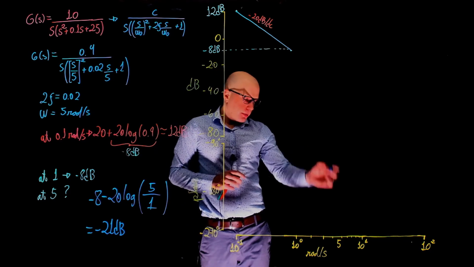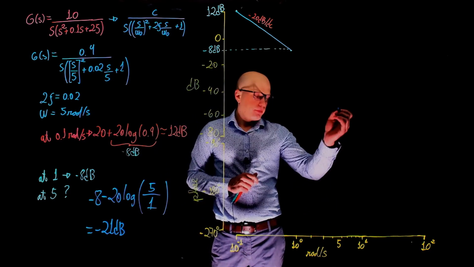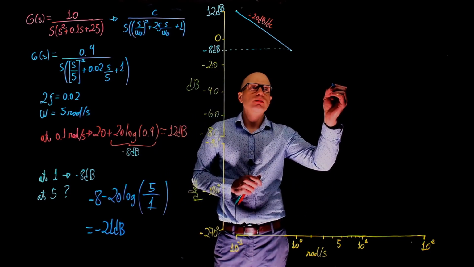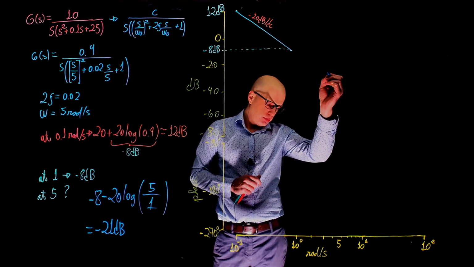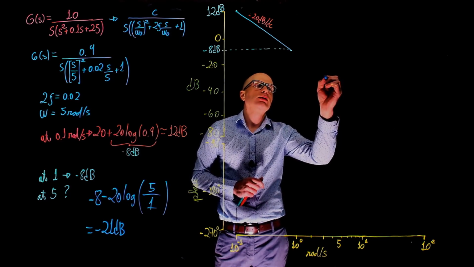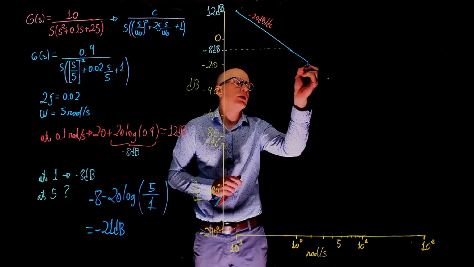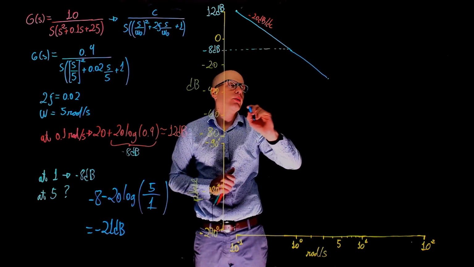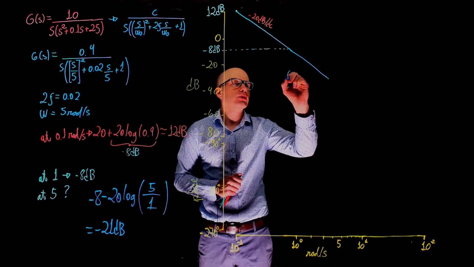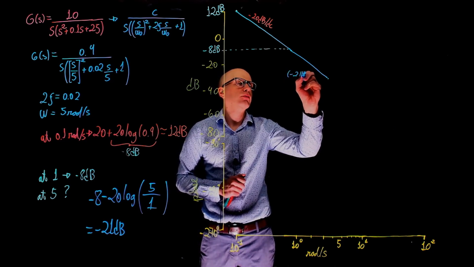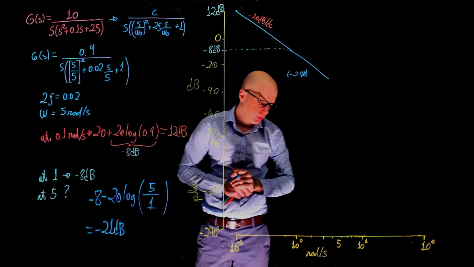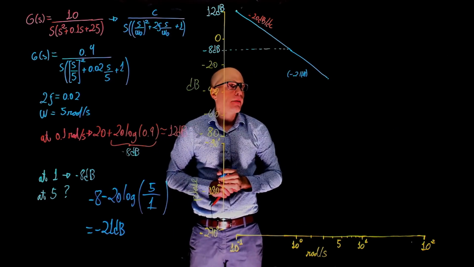Okay, so if we keep going here at around 5, we should be around here. I'll try to keep this as straight as possible. Let's put it right there. It's not really on scale. This should be around negative 21 dB. So we would be at 5 at negative 21 dB.